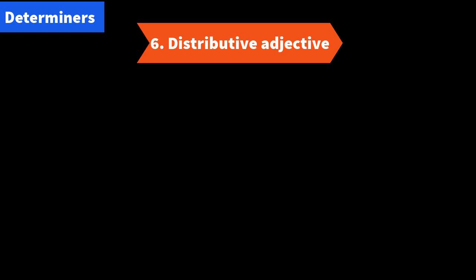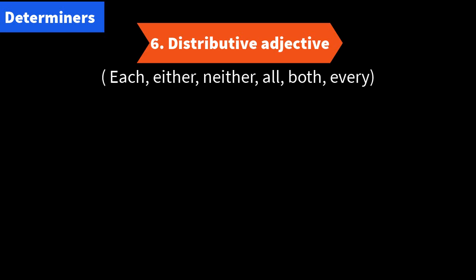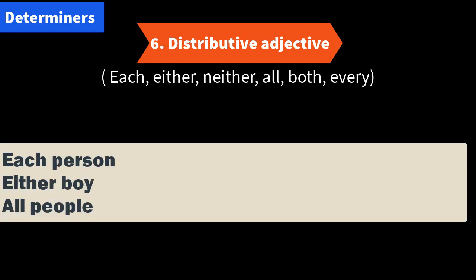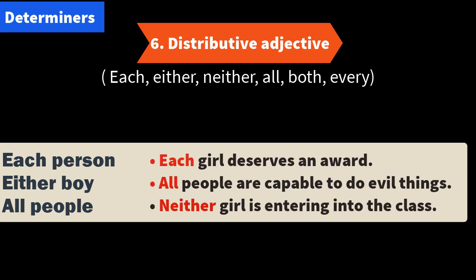Now let's look at the last type of determiner, which is a distributive adjective. It includes each, either, neither, all, both, every, right? These words also work as determiners and determine the meaning of a noun. Each person, either boy, right? Neither girl, all people. Each person deserves an award. Neither girl gets into the competition, right? So that's how a distributive adjective, which we also call distributives, works as a determiner. They also determine the meaning of a noun.